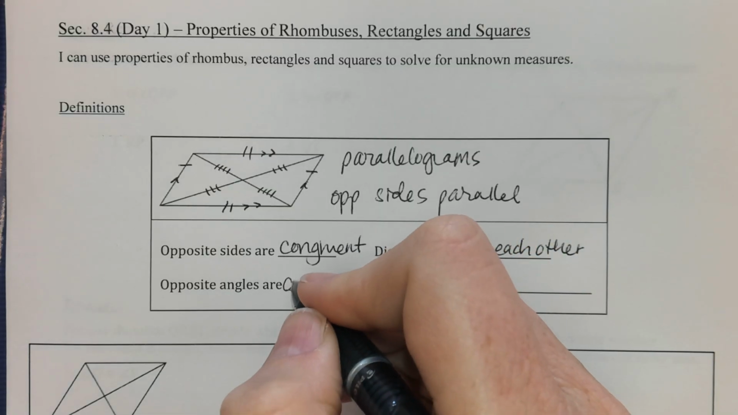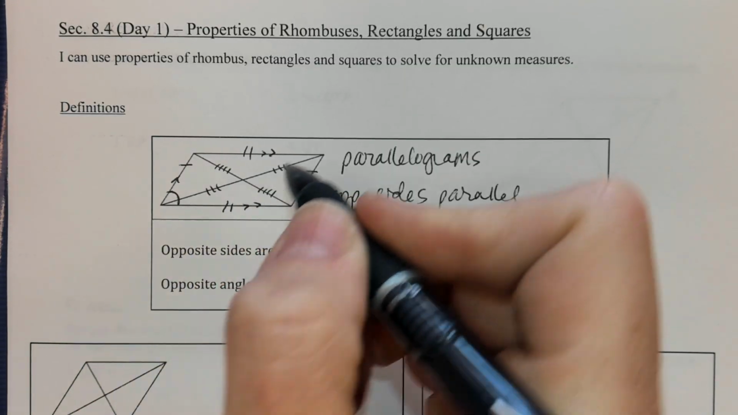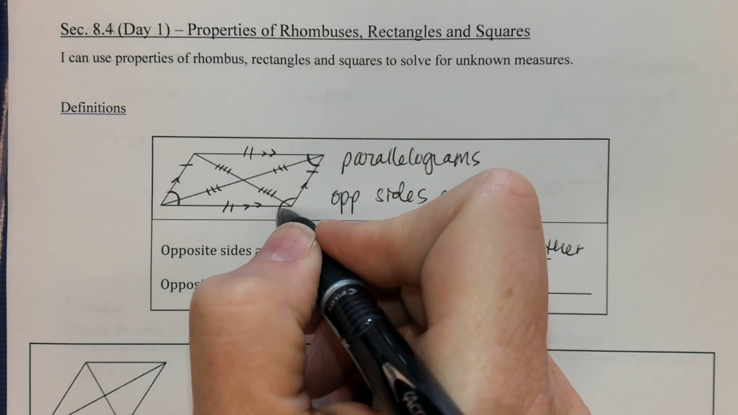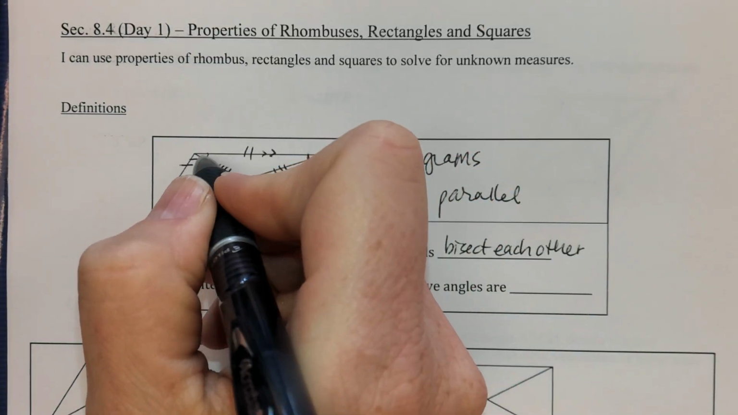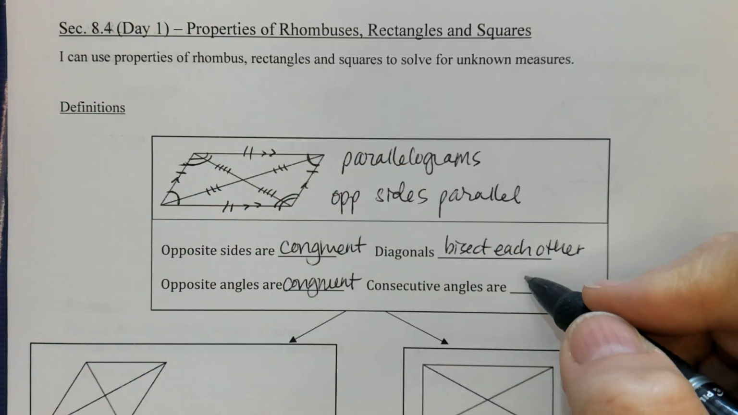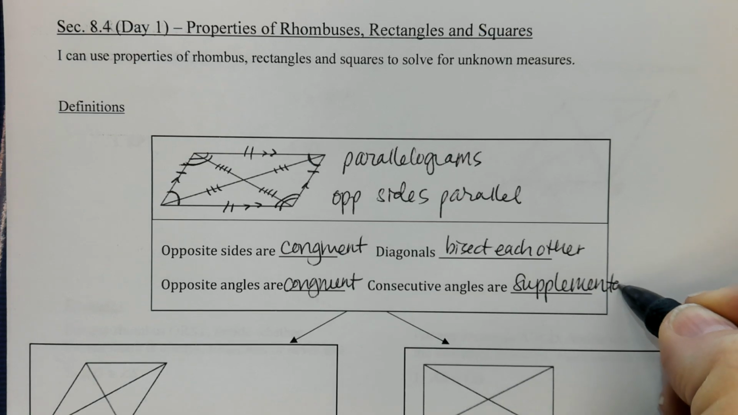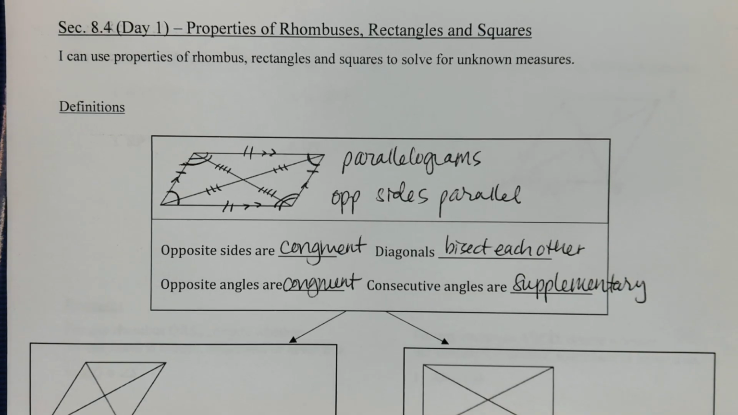We've got opposite angles are also congruent. So that's this whole angle and that whole angle. And then this one, we'll put 2 marks on that, and then that one. Kind of wrote right on top of that line. And consecutive angles are supplementary, which means they add up to 180. Those are all the properties of a parallelogram.